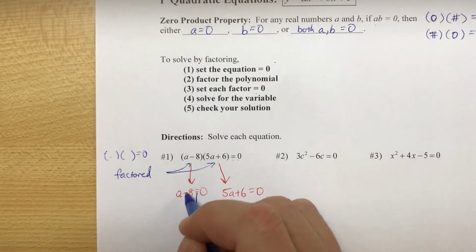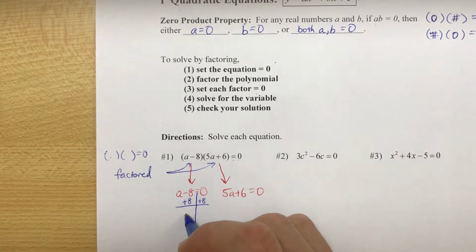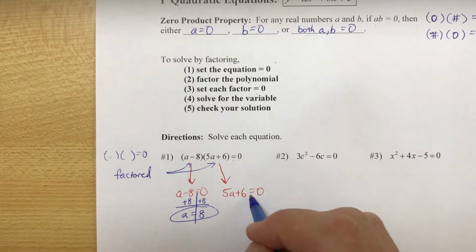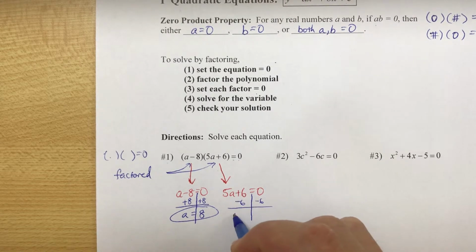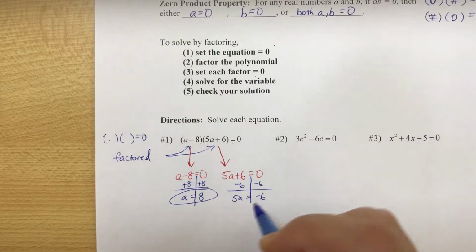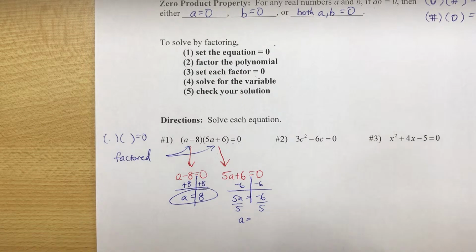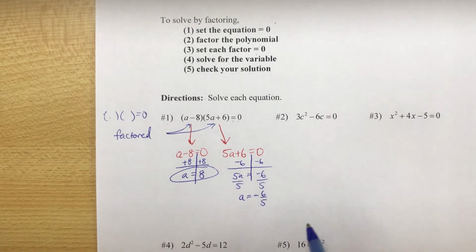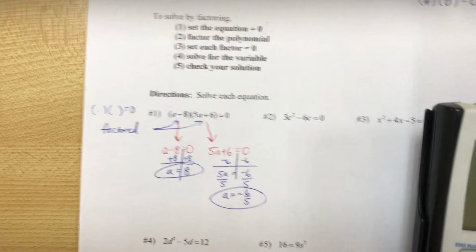To solve for a, I'm going to move negative 8 to the other side by adding it, and we get a is equal to 8. That's one solution. To solve this equation, we need to subtract 6 and then divide by 5. And now you can get a decimal for that. That's fine, that's negative 1.2. I'm actually just going to keep it as the fraction. So what happens is that we get two answers. We get two solutions here.